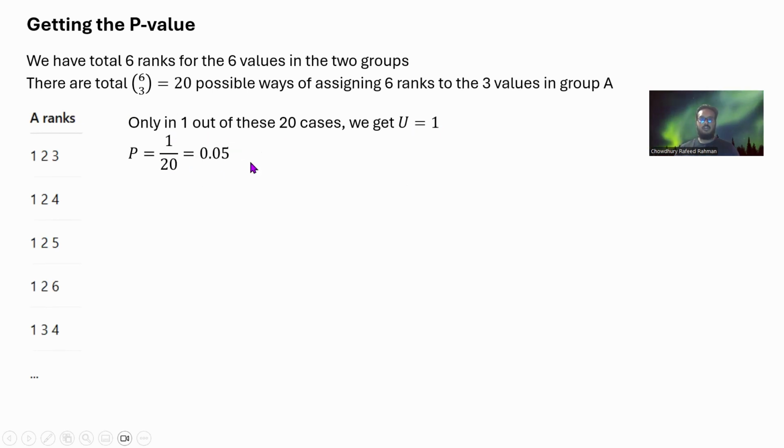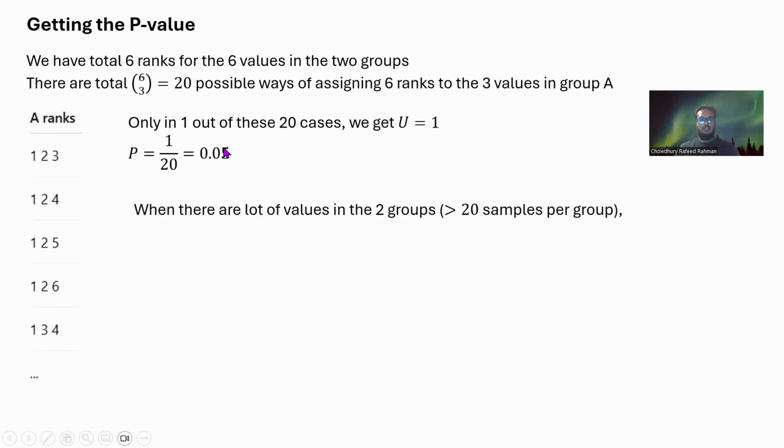And so you can reject the null hypothesis. That means Bangladeshi families indeed have a larger or smaller number of people compared to Chinese families, right? That is the conclusion. So this is the way we do this. We calculate this p-value when there are not many values in the groups. But if you have a lot of values in the two groups, then this becomes very infeasible because it is very hard to calculate all those U values.